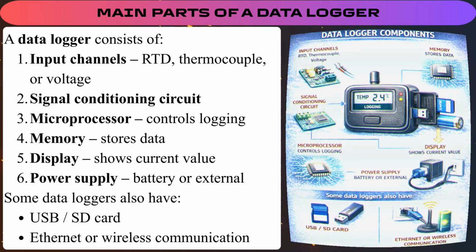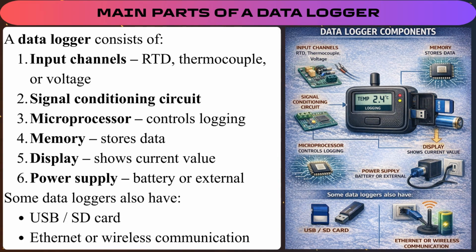Main parts of a data logger. A data logger consists of input channels: RTD, thermocouple, or voltage. Signal conditioning circuit. Microprocessor controls logging. Memory stores data. Display shows current value. Power supply, battery or external. Some data loggers also have USB, SD card, Ethernet, or wireless communication.